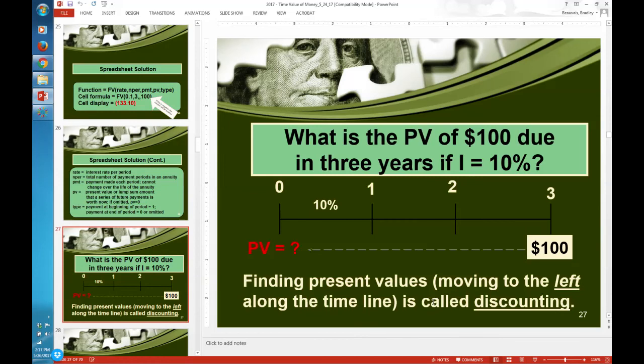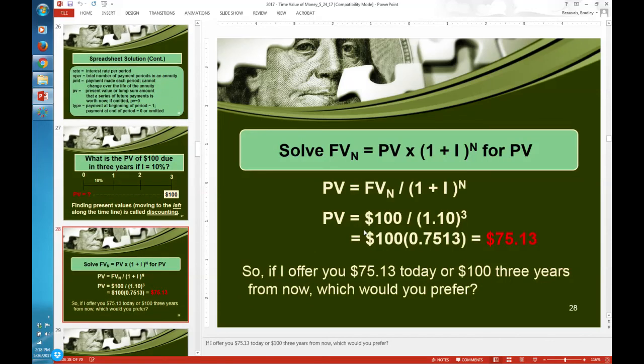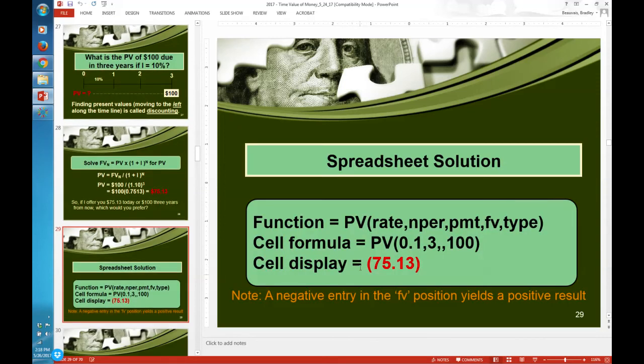So what's the present value of $100 due in 3 years if the interest rate's 10%? And again, this is discounting. So that $100 in 3 years, what's it worth to me today at 10%? Okay, I can do this mathematically, of course, as we've learned before, but I can also do it in Excel. Here's my equal. In this case, it's present value, or PV. Open up my parentheses, that same 10% rate, that same number of periods of 3. Again, I skip over the payment. $100 is my future value. Type, again, is skipped over. Close my parentheses, and I get $75.13. Okay.